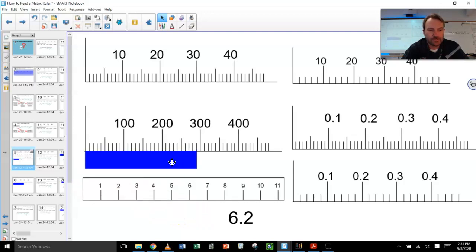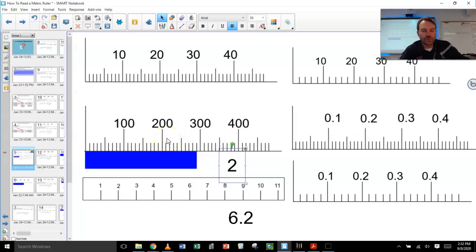Let's do the next one. Line it up with 0. So what's printed on here? The 100s. So this is definitely 200 to start with. And there are 10 tick marks, so I can go 2 decimal places. It looks like 290 exactly.